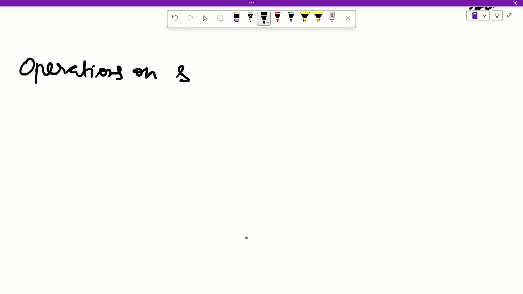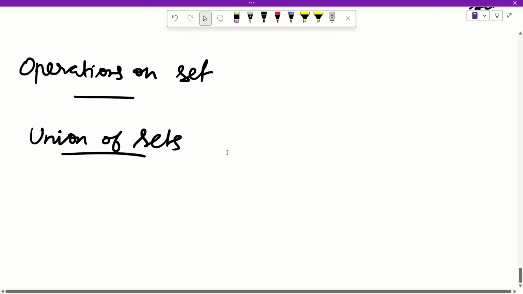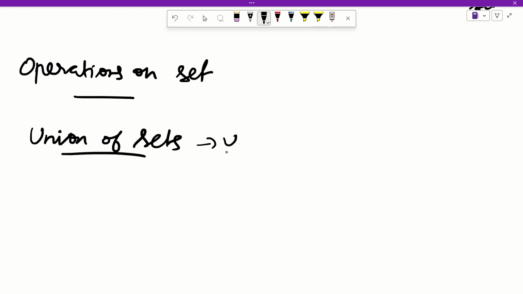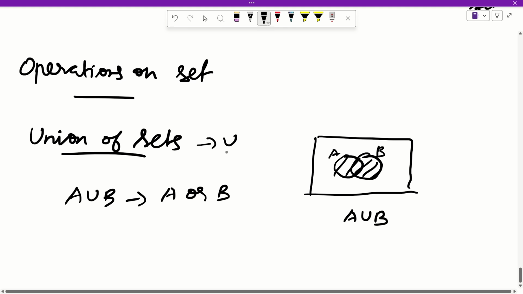Operations on sets. The first one is union of sets. Union of sets is represented by the symbol ∪. That is, A union B, which is also called A or B. Okay, the Venn diagram representation of union of sets will be like this. A, B, both will be shown. Okay, that is A union B. Okay.